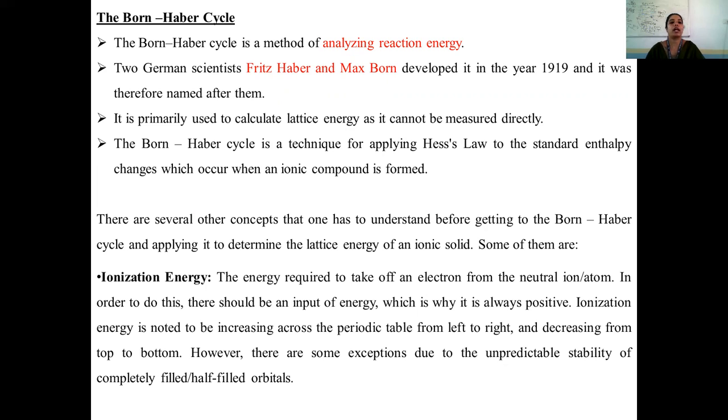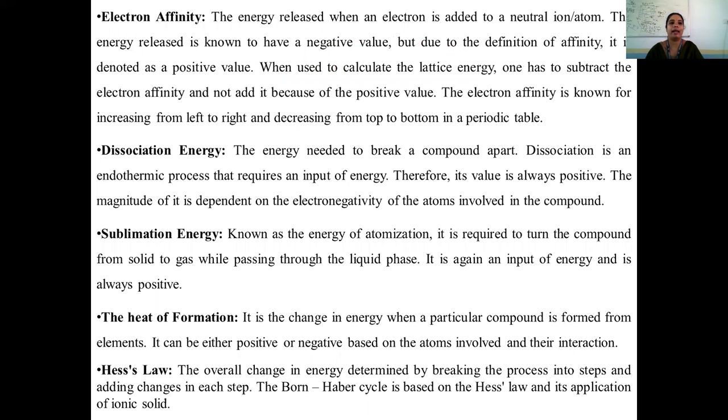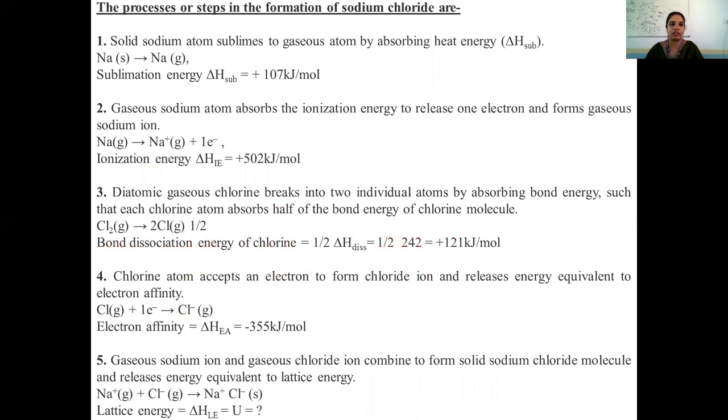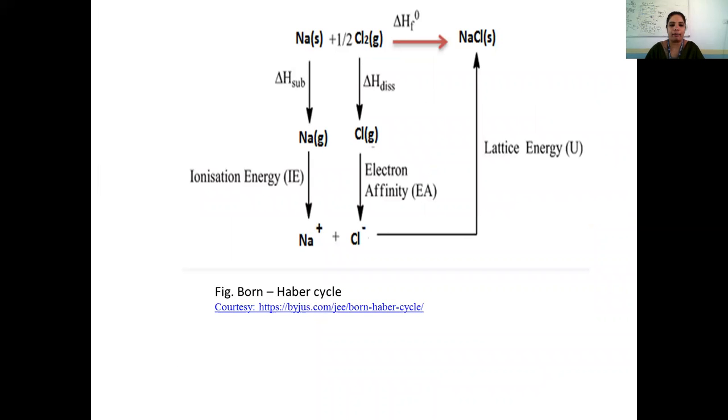Before starting with the Born-Haber cycle, we have to know certain concepts which are involved in it, which include ionization energy, electron affinity, dissociation energy, sublimation energy, the heat of formation, and Hess's law. The Born-Haber cycle includes 5 steps through which we are able to determine the energy of a particular reaction. Here, usually we convert the solid substance to gaseous form, and from the gaseous form to ionic form. Then we form the lattice energy and we determine the energy of the overall reaction using this particular Born-Haber cycle.